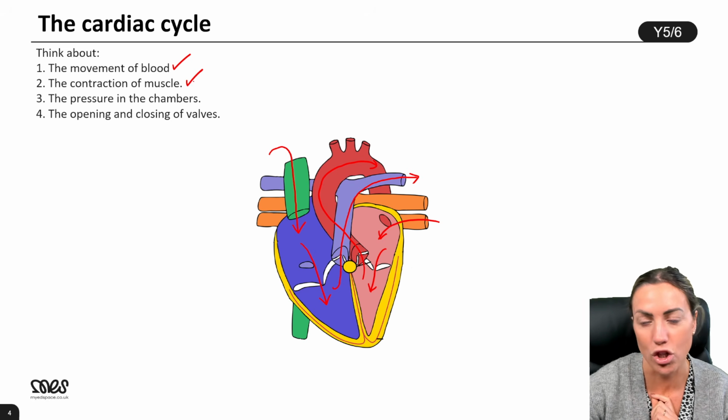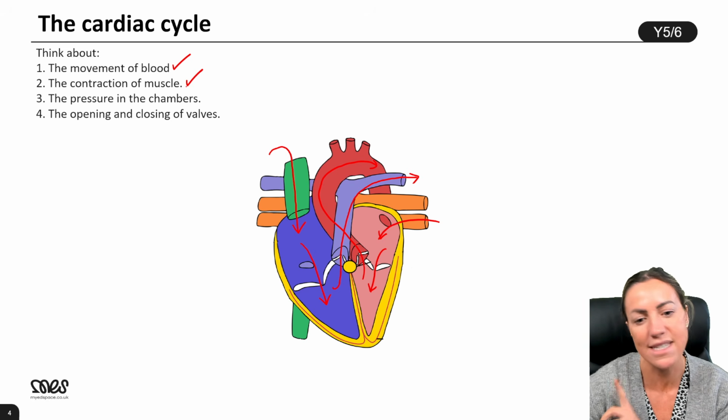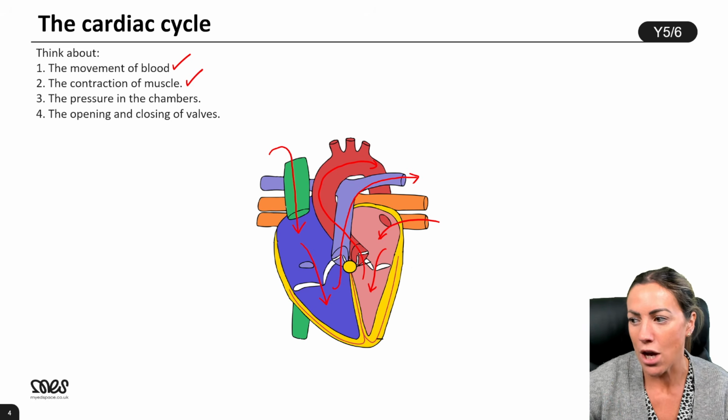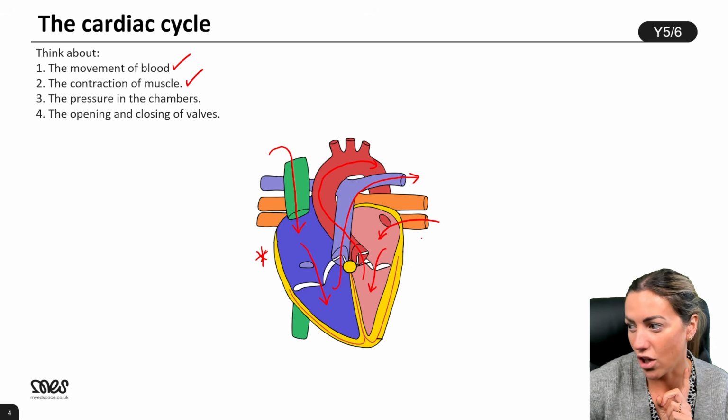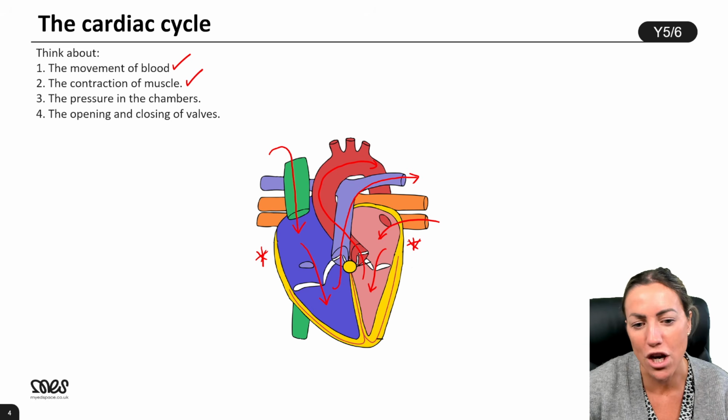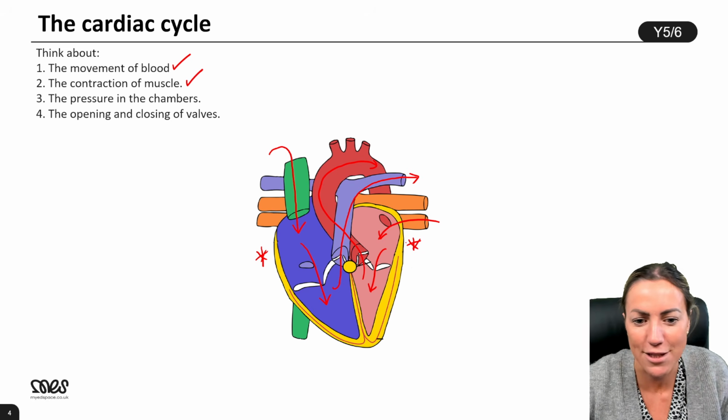Now let's think about contraction of muscles. And I'm going to put all this together on a slide for you, by the way, so you've got it all written down. So in terms of our stages, we had atrial systole. So the 2 atria are going to contract. I'm going to say first, but remember this is a cycle, so you can kind of start it anywhere.